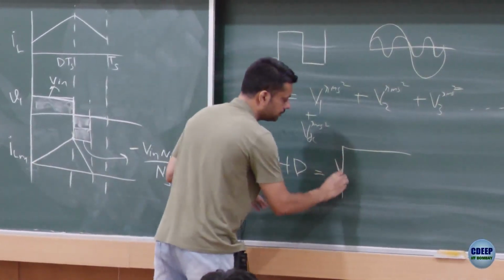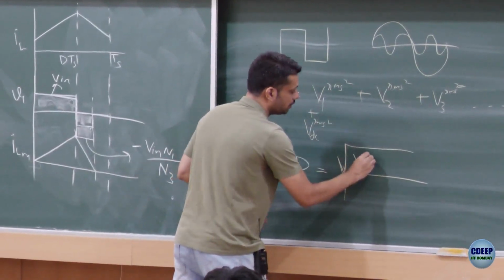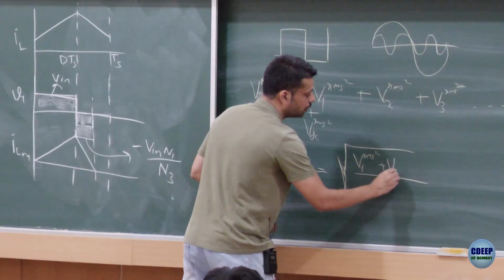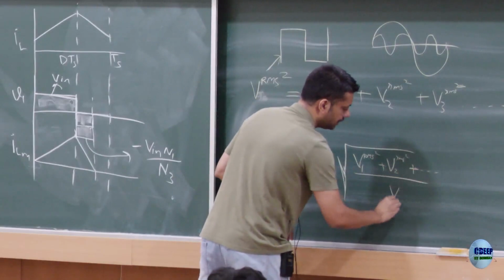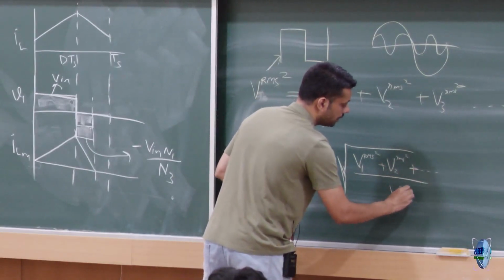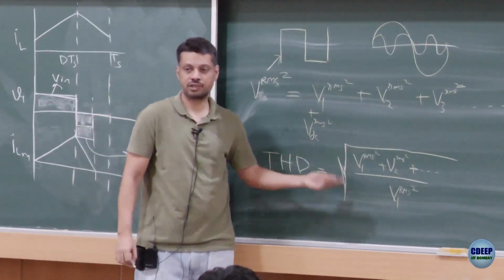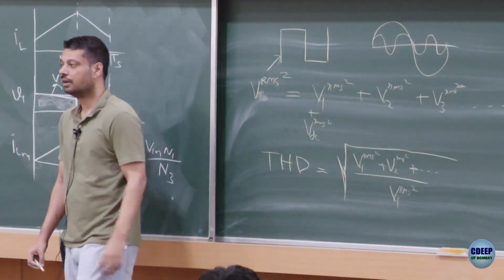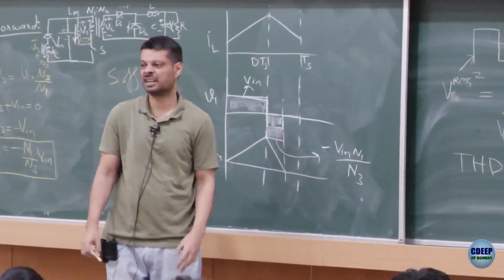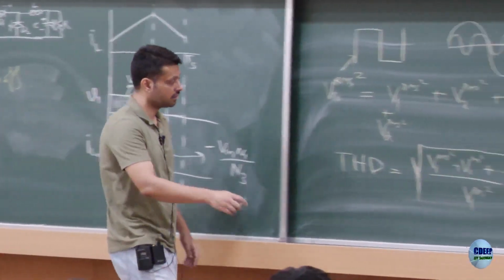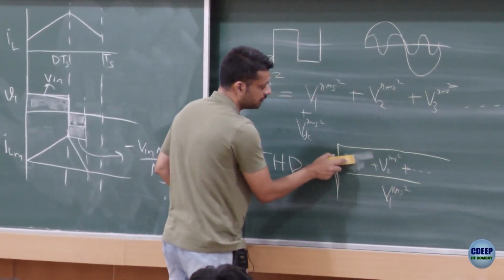we define it like the root of V2 RMS squared plus V3 RMS squared and so on, divided by V1 RMS squared, right? So this in a way gives us the percentage value or the ratio of how many harmonics you have with respect to the fundamental component. No, so there is no V1 in the numerator, sorry. It only starts with V2 and so on.